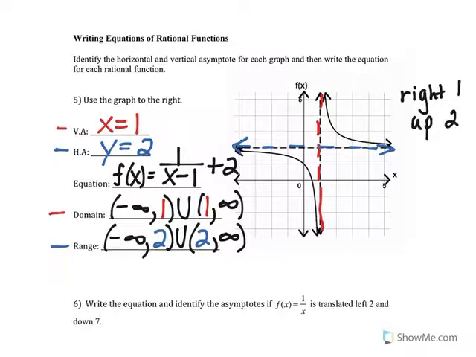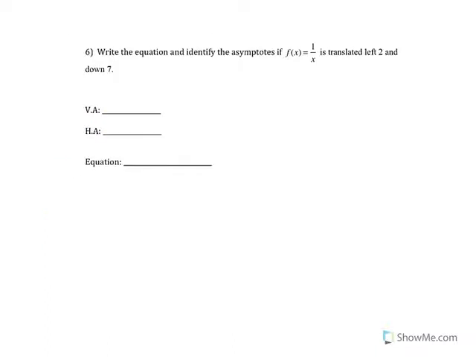All right, our last problem is on the bottom of that page. This one says translated left 2 and down 7. So left 2 would be x equals negative 2. Down 7 would be y equals negative 7.